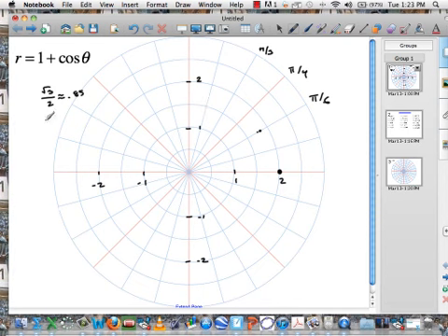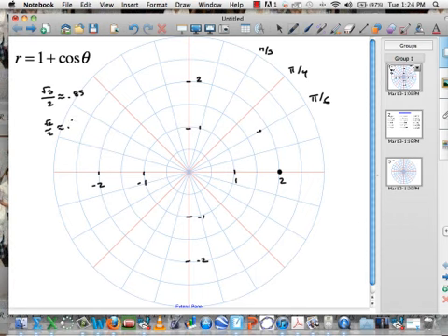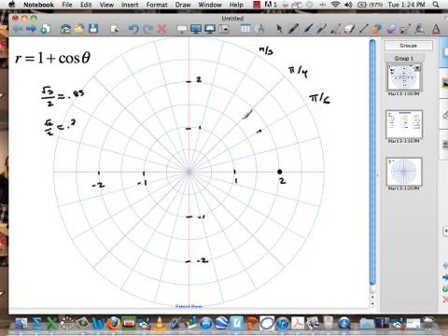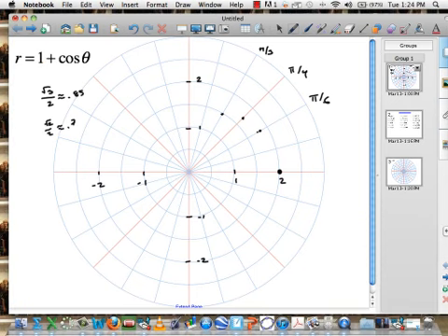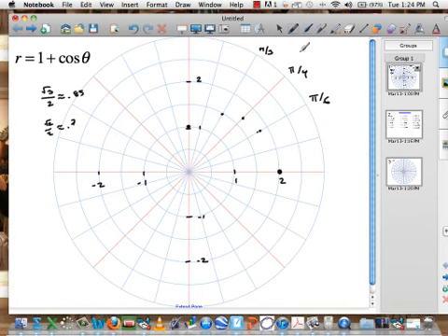When theta is pi over 4, I have 1 plus the square root of 2 over 2, and the square root of 2 over 2 is roughly 0.7. So I'm going to go 1.7 units, which is a little bit closer than the last one, but I'll put it right here. Okay, then we have pi over 3. We're going to have 1.5 exactly. So 1.5 puts me here. And then pi over 2 gives me 1 plus cosine of pi over 2, which is just 1. Okay, so there I have graphed just the first quadrant points for this polar curve.